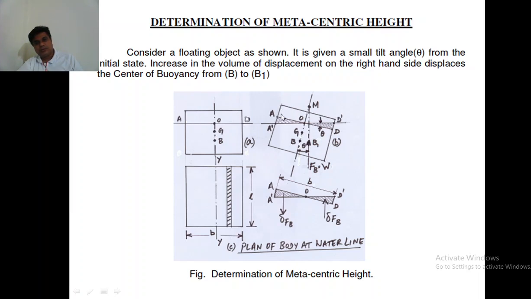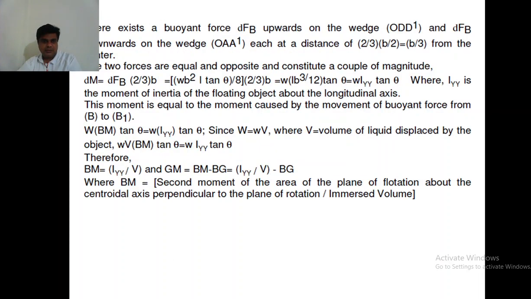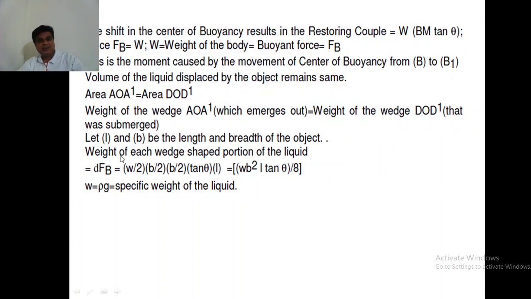A has moved here, D has come down here, and along this edge it is A dash D dash, the new line. And this is the metacenter, center of gravity, center of buoyancy. This is the new center of buoyancy. This is the angle of twist given, and using all your mechanics, we take the forces acting on this new element, and using the moment of inertia, second moment of area, and taking the areas, we can do the derivation.